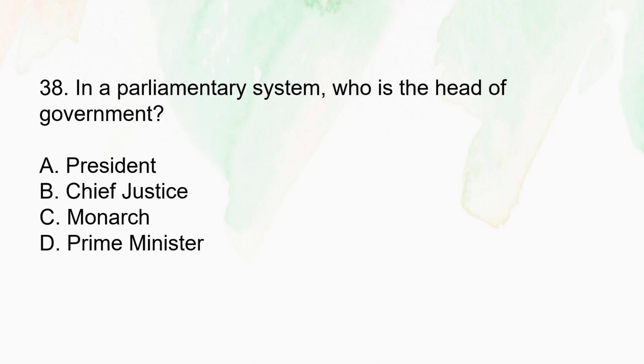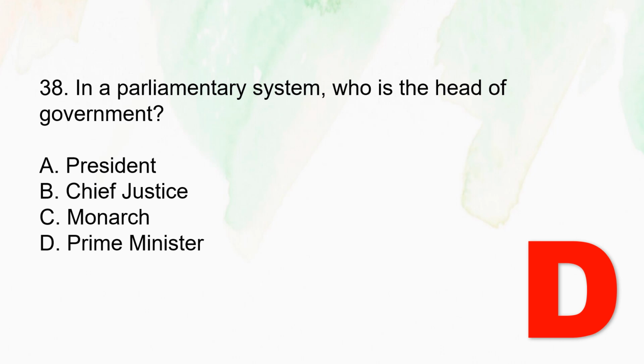Number 38. In a parliamentary system, who is the head of the government? Letter A, President. Letter B, Chief Justice. Letter C, Monarch. Or letter D, Prime Minister. The best answer is Prime Minister. In a parliamentary system, the Prime Minister leads the government and is accountable to the legislature.